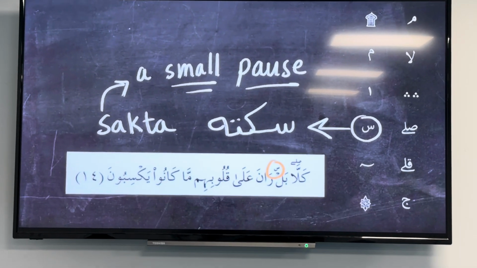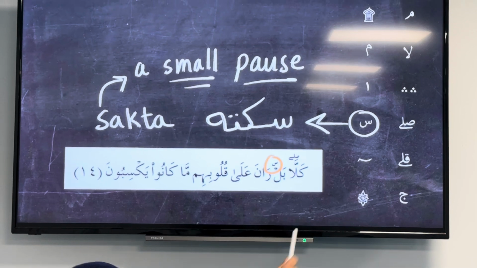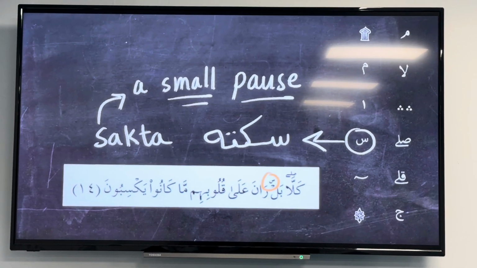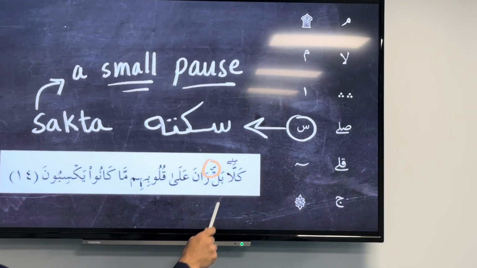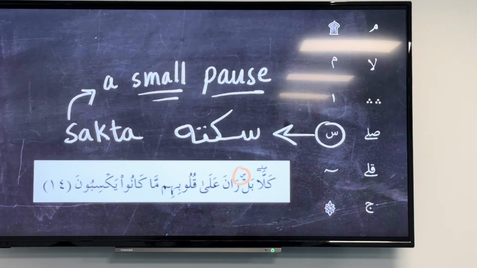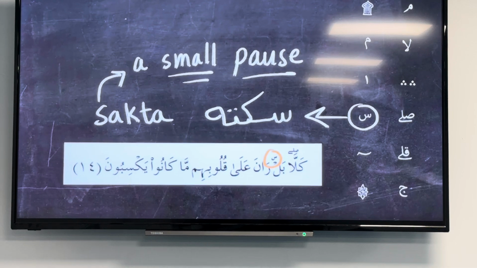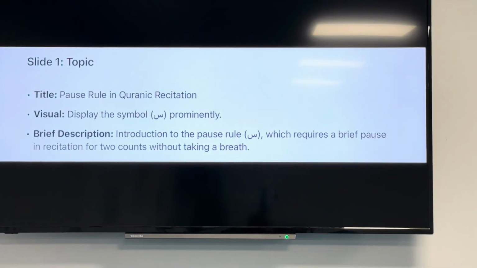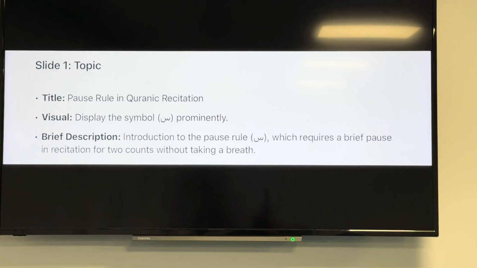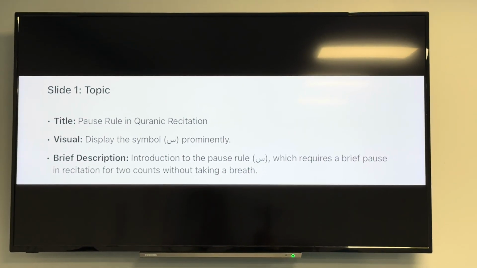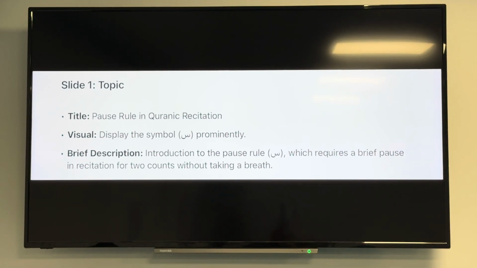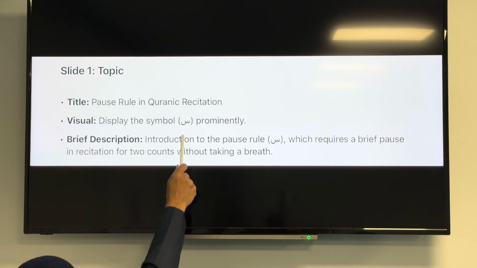Alright, so this is how the symbol looks. And this is one of the famous verses we're going to discuss inshallah in a bit. Okay, and it's called a small pause. So today's topic, brother, pause rule in Quranic recitation. Display the symbol. So it is this symbol here.